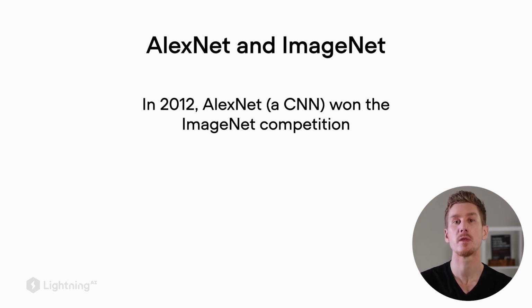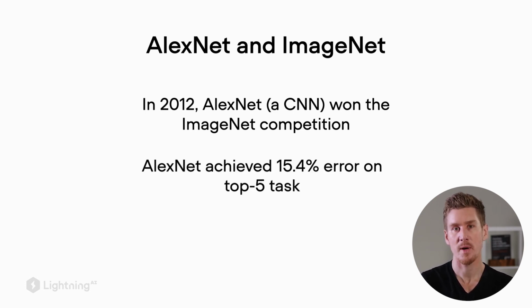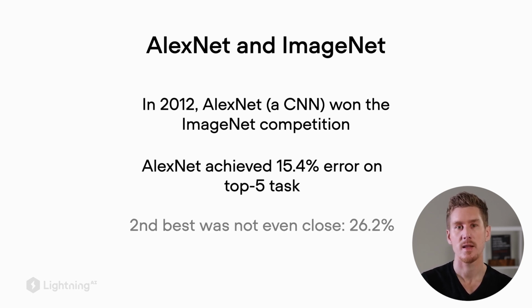While AlexNet was not the first CNN, this was interesting for several reasons. One of the reasons was that AlexNet achieved a 15.4% error on a top 5 prediction task. The second best method was not even close. It had a 26.2% error. So you can see AlexNet was almost twice as good as the second best method, which was a traditional computer vision method. Let me briefly illustrate what top 5 prediction means.